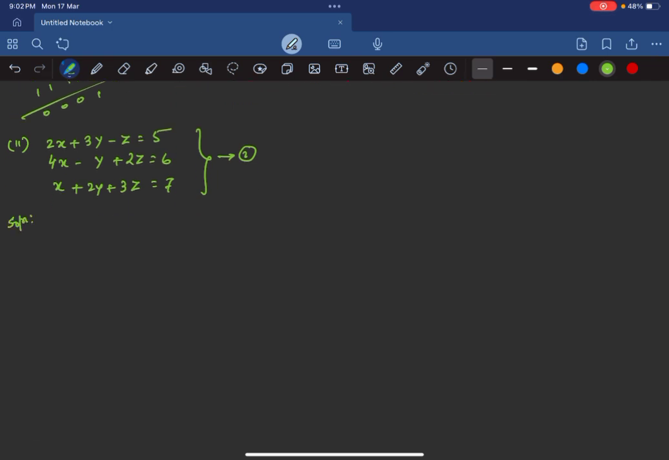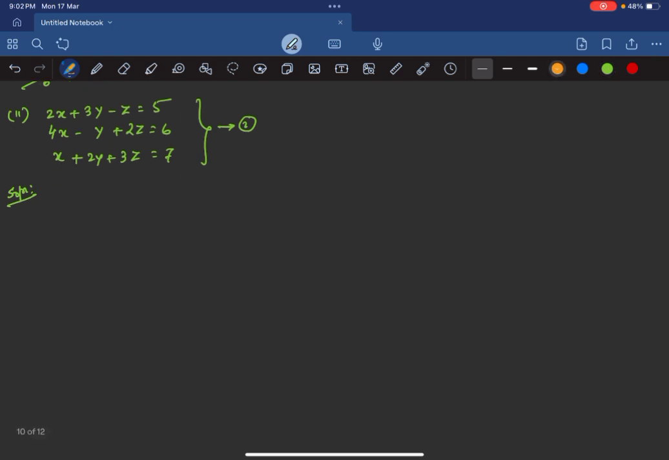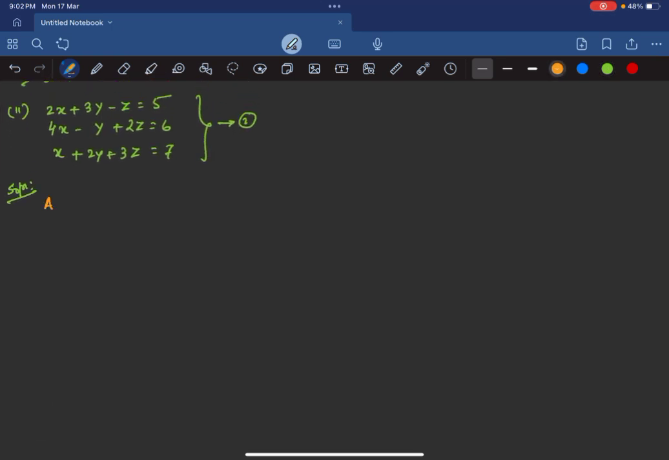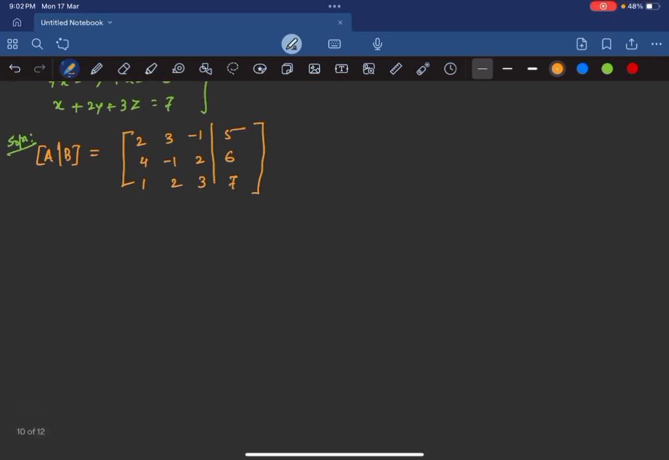We'll check it. For that, the first work is to write the augmented matrix. You can write it directly, or you can first write A then B. I'm writing it directly. A augmented B is: 2 3 minus 1 5, 4 minus 1 2 6, 1 2 3 7. So this is the augmented matrix.